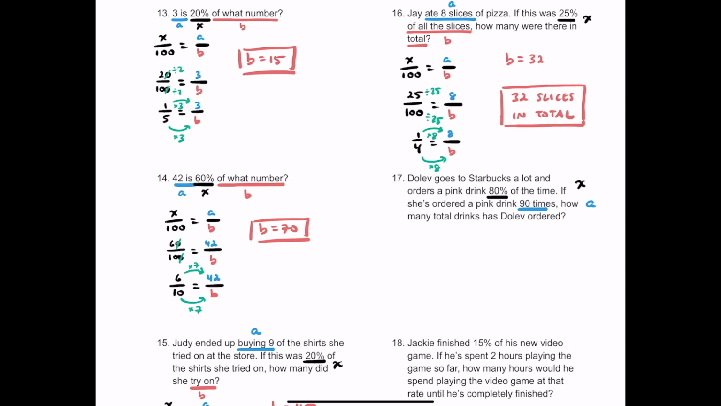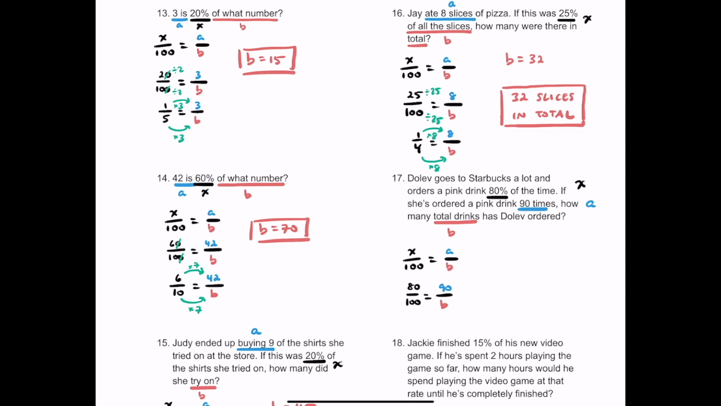And it says how many total drinks has she ordered? So total, well, that's the whole, right? Whole is everything. It's the total. So we go ahead and write the percent proportion. That's right there. And X is 80 because that's 80%. So 80 over 100 is equal to 90 over B.